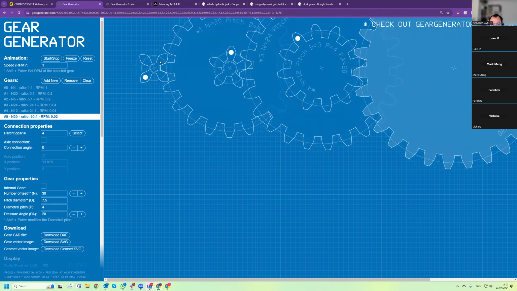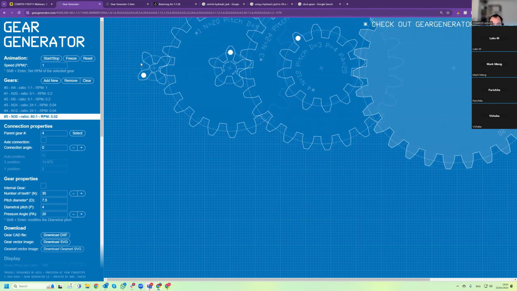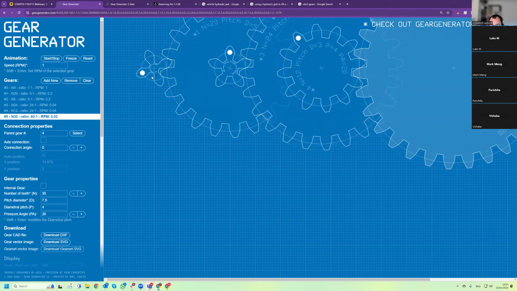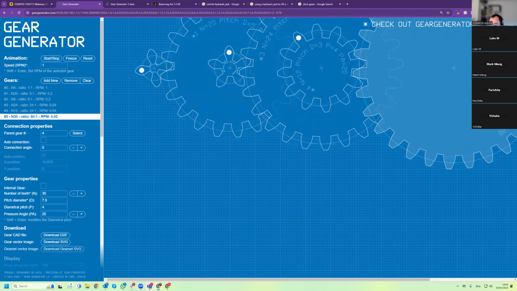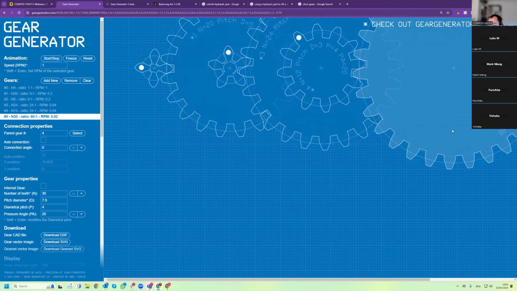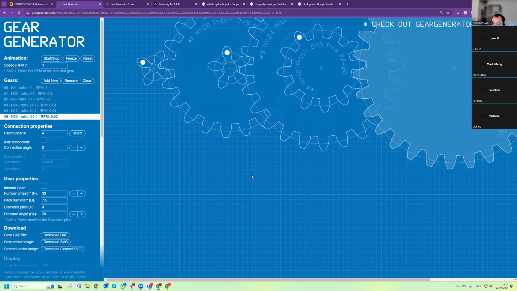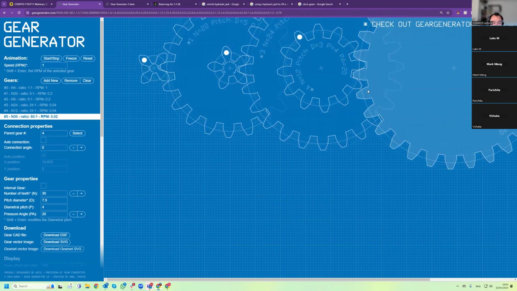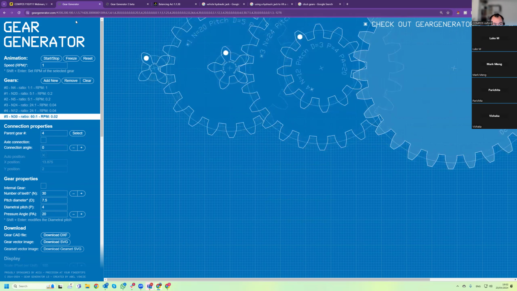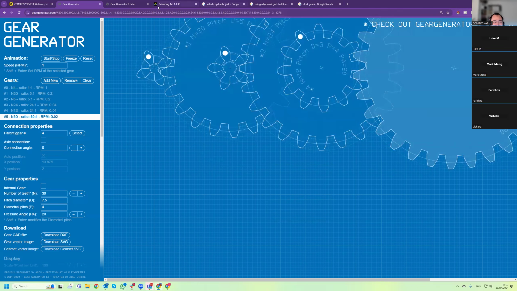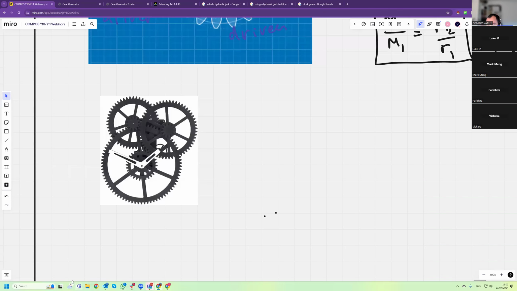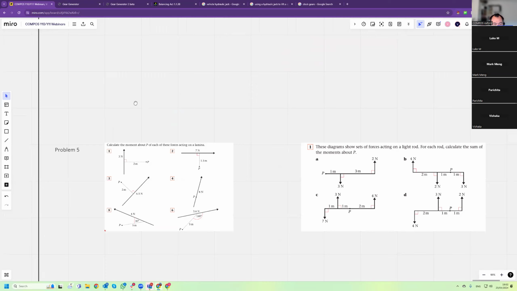You can see this makes a rotation in 1 minute. This will make a single rotation in 1 hour. So you can see it's really, really slow, 60 times slower. And then you do a similar system. So you can play around. It's called geargenerator.com. So do play around with it. Okay, let's move on.